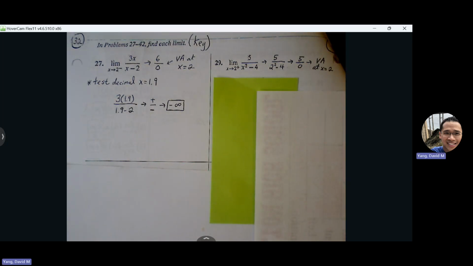Again, direct substitution tells us there's a vertical asymptote. We know the limit doesn't exist. And now we know that this is the appropriate time to involve decimals when there is a vertical asymptote and a one-sided limit.